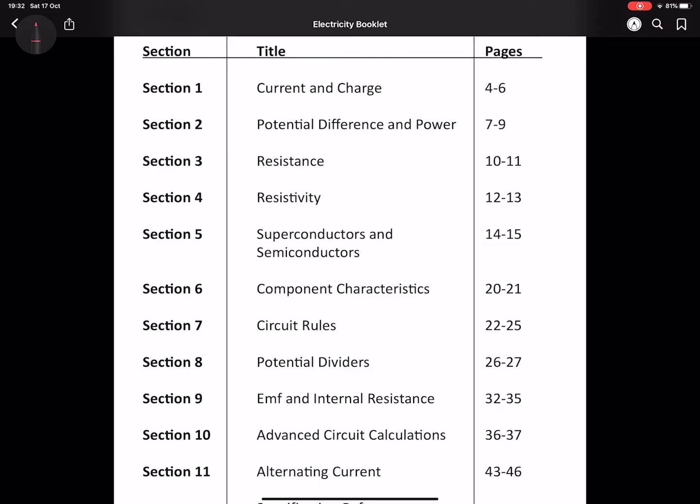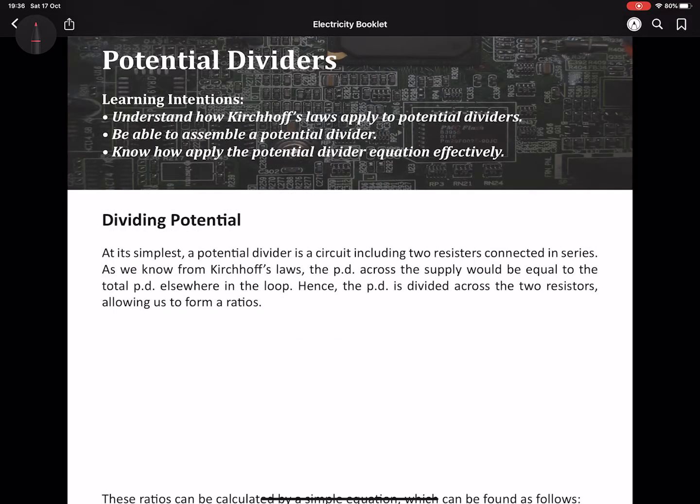In this video, we'll be looking at the topic of potential dividers. Now, potential dividers are actually a very simple concept. If you have a series circuit and you have two resistors in series, then you have a potential divider.